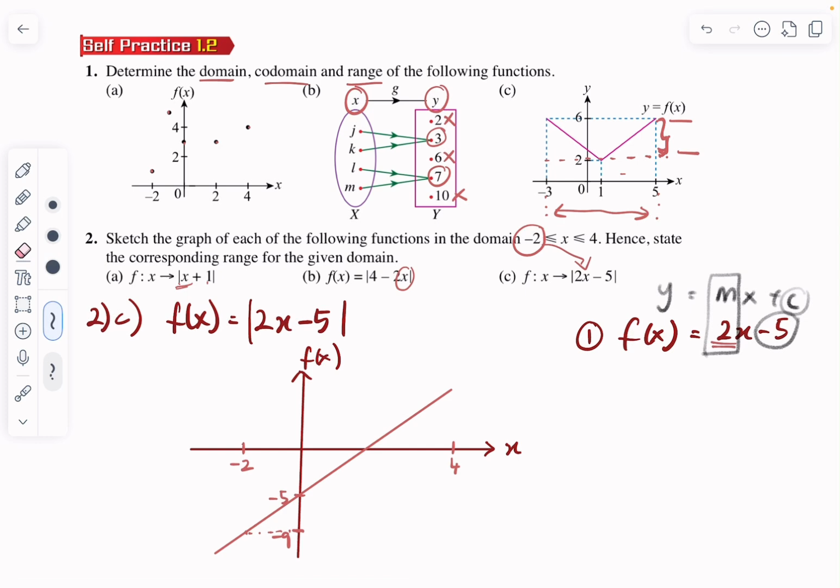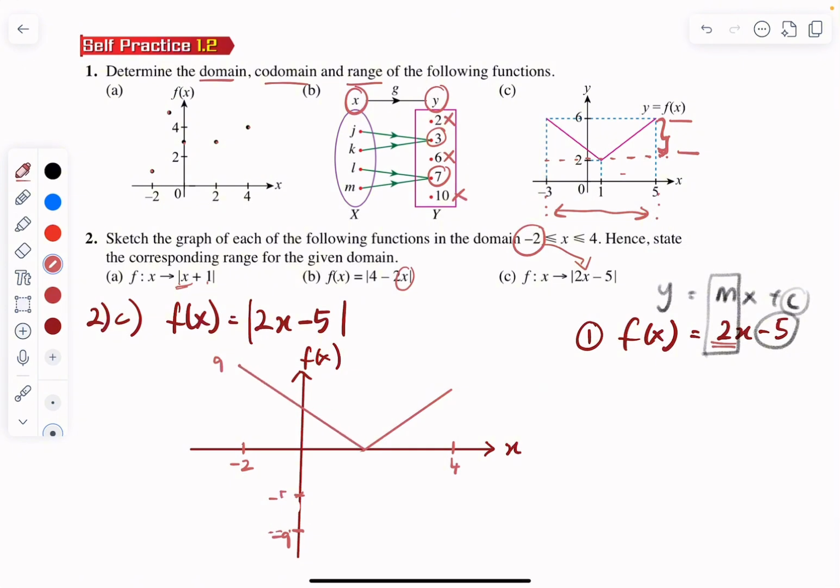Okay, let's flip this. So when we flip this, this will become negative 2, 9 will be here. Okay, so let's erase the down part. Alamak. Erase too much already. Oh, this one I have to use the partial eraser. Okay, erase here. Erase here. Okay, now we draw our line.